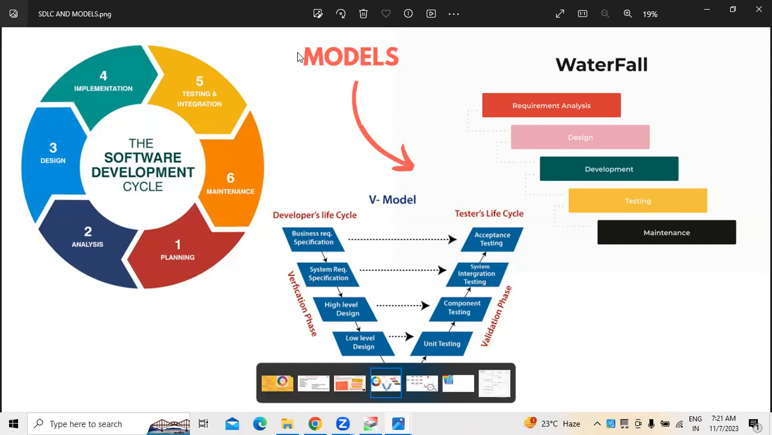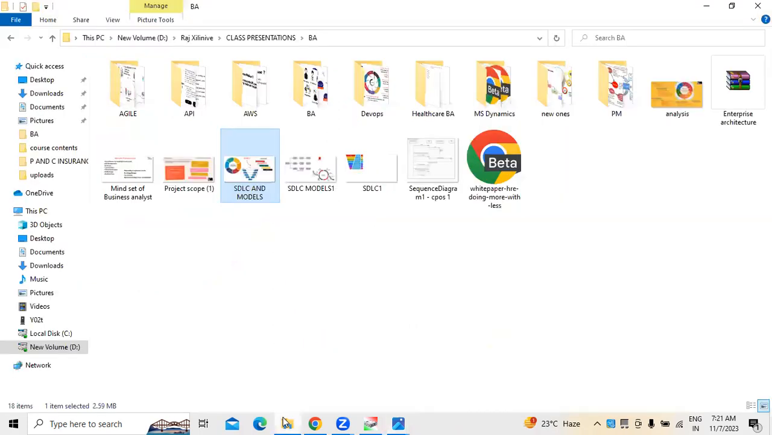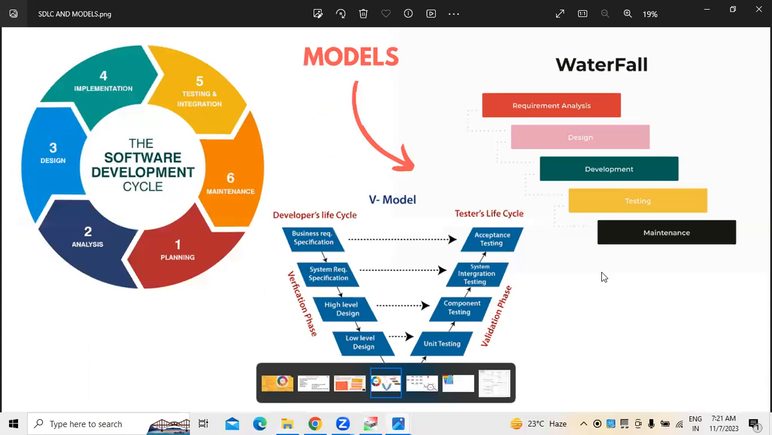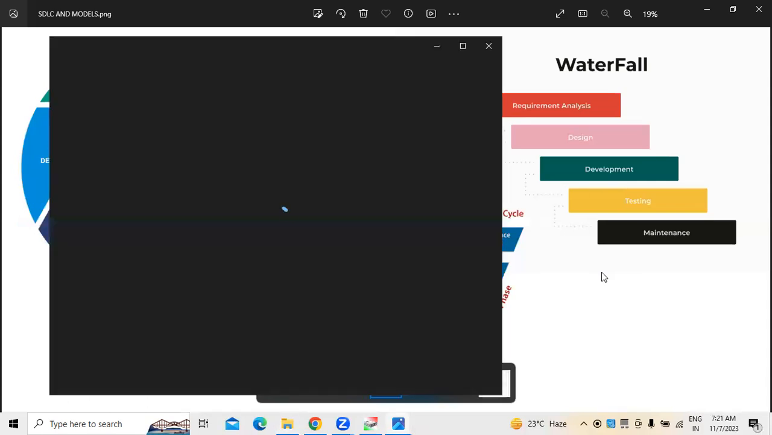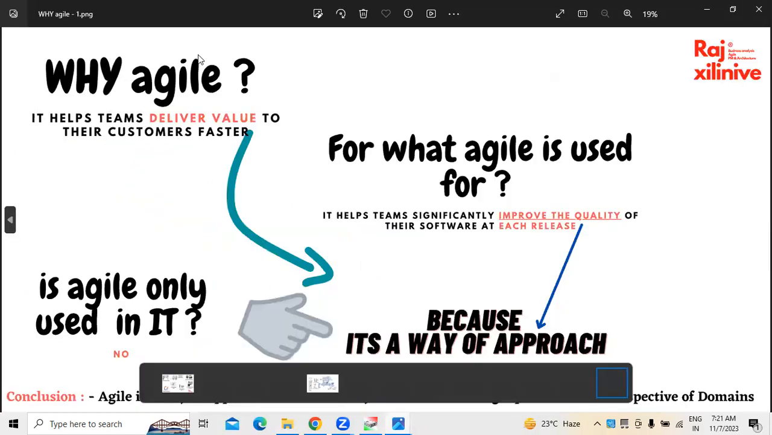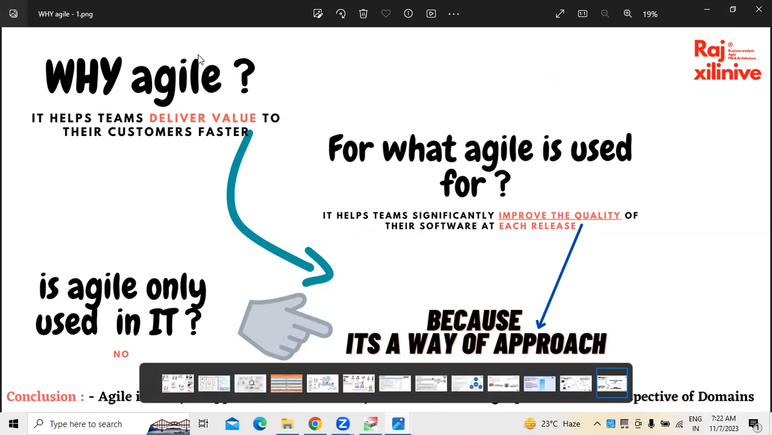The reason why nowadays the model that we have adopted is called the agile model, right? So this is what Agile stands for. So what exactly is Agile? First of all, we have to understand Agile is a methodology or a process, right? Agile is not a technology, okay? Do remember this. Agile is not a technology. Agile is a methodology or a process.